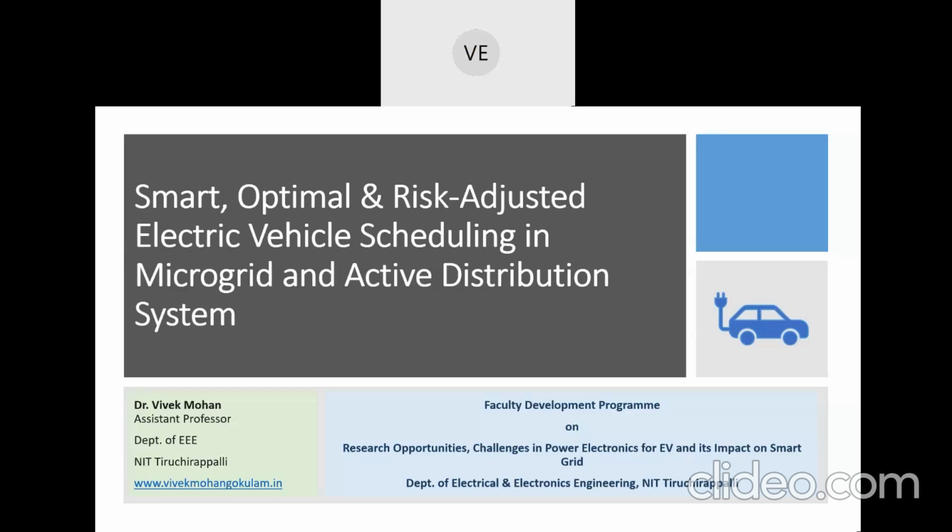Smart, optimal, and risk-adjusted electric vehicle scheduling in microgrid and active distribution system. So let's see what it is all about.